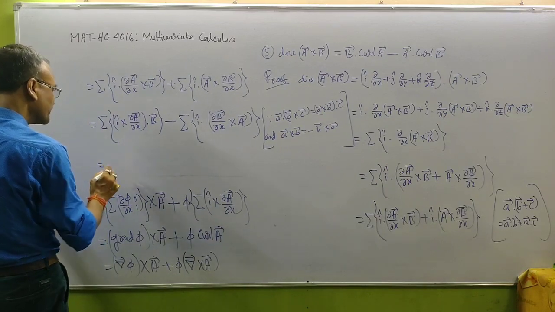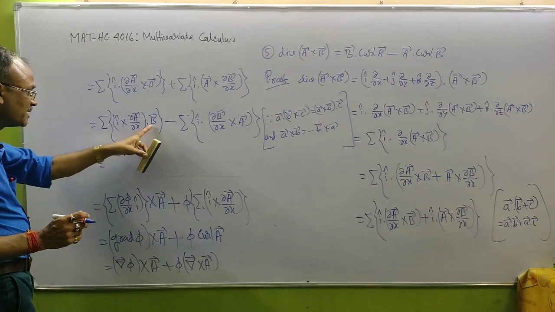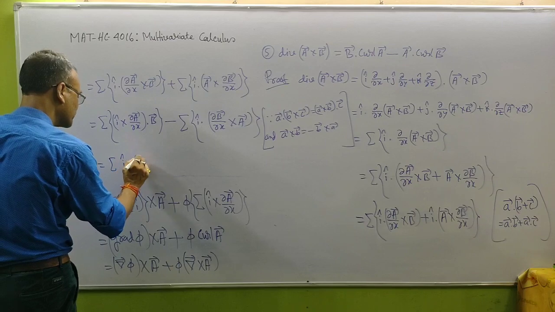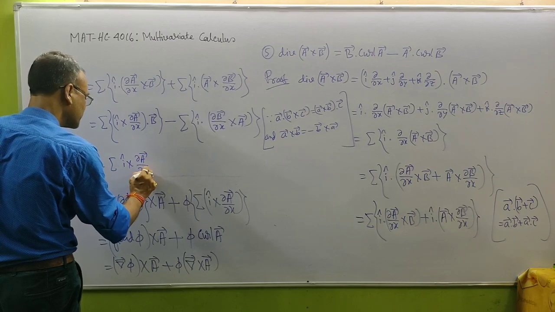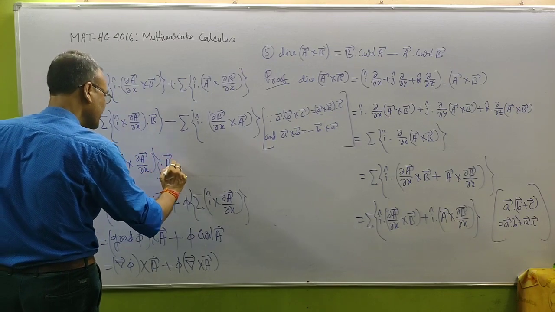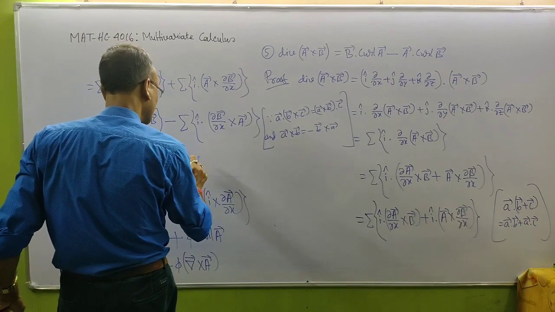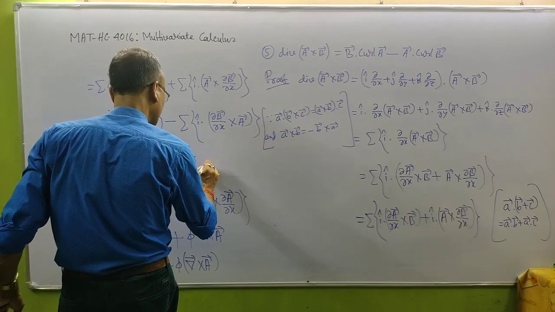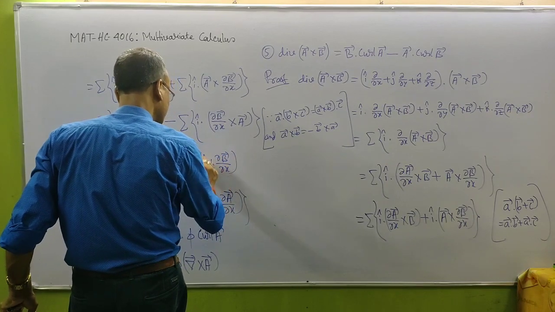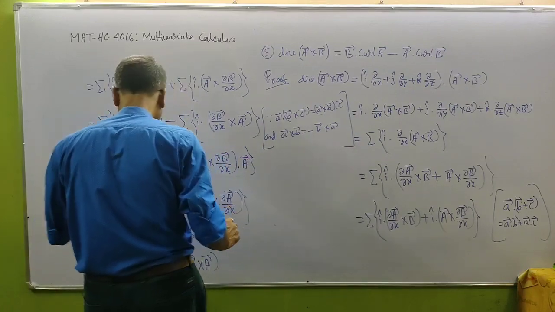This is equal. Now you see, it is independent of summation. You may write i cap cross del A by del x dot B vector, minus, here also the positions of dot and cross interchanged, because in a scalar triple product, the positions of dot and cross can be interchanged.